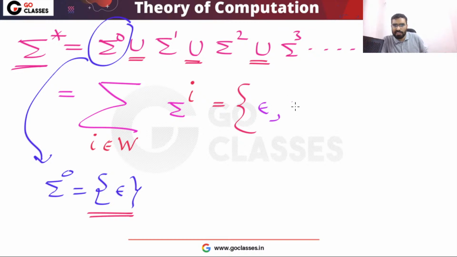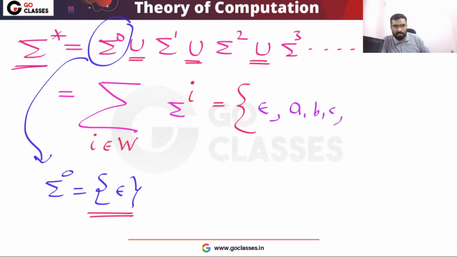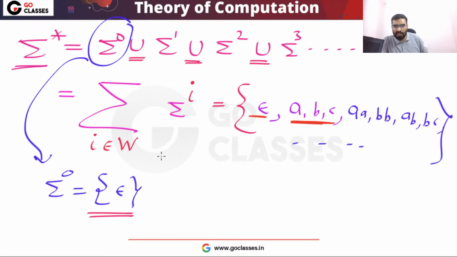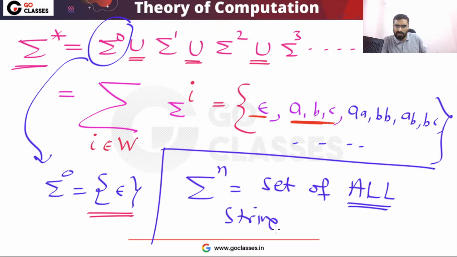It will have strings of length 1. If your sigma is ABC, then you will have strings of length 0, strings of length 1, and strings of length 2, and so on. Strings of length 3, strings of length 4, and so on. What is sigma power n? That is the set of all strings of length n. Anyway, so this is the first question.